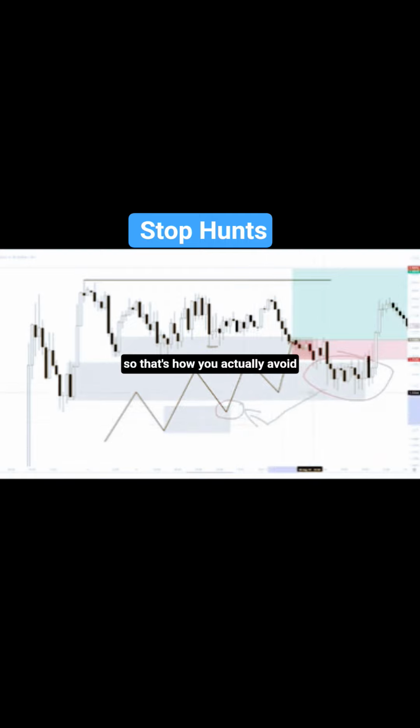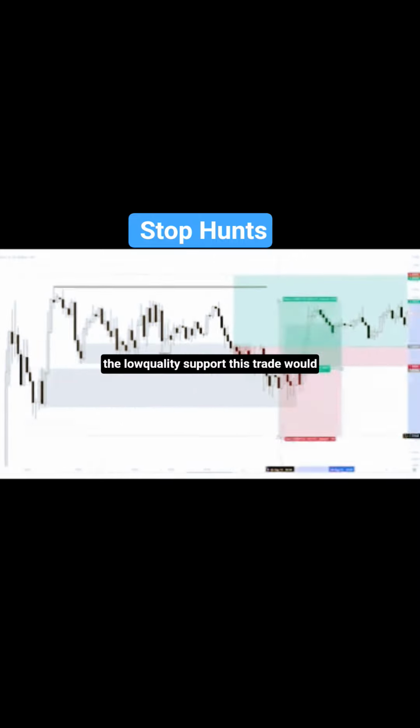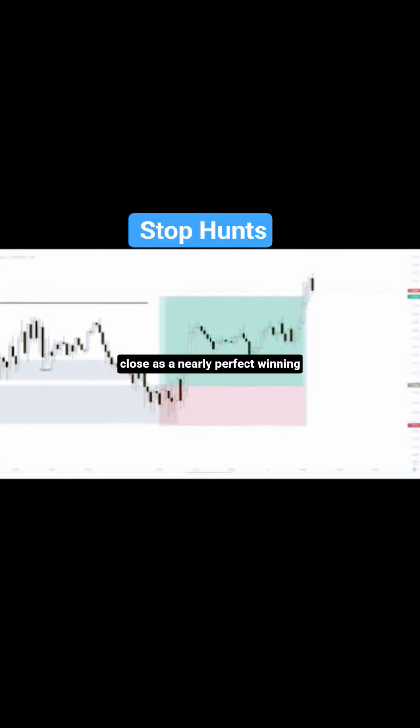So that's how you actually avoid getting stopped out of trades that look good at first sight. Because if we would have simply used the demand level instead of the low-quality support, this trade would close as a nearly perfect winning trade.